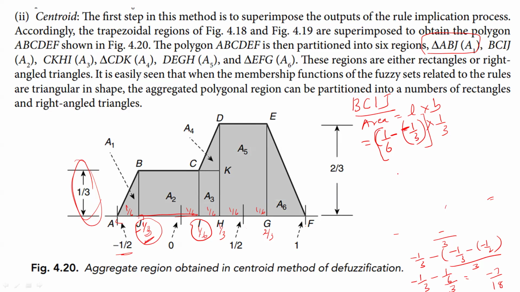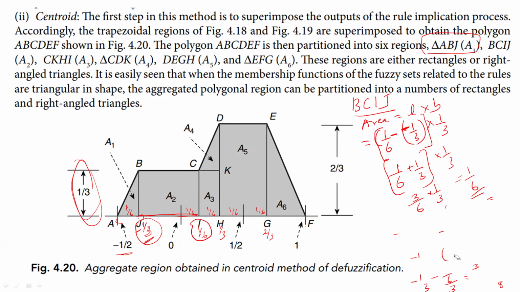So the answer will be 1 by 6 plus 1 by 3 into 1 by 3, which is nothing but 3 by 6 into 1 by 3, which is nothing but 1 by 6. So the area of this rectangle is 1 by 6. Now let us find the centroid. We can just look into the formula of the centroid once again.